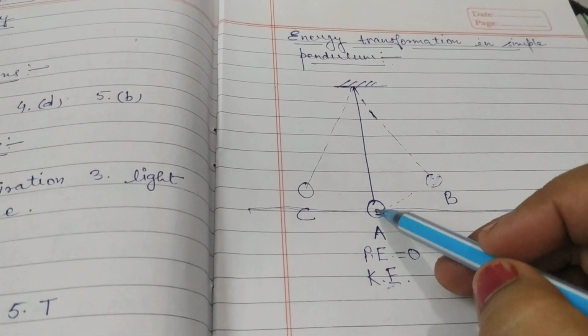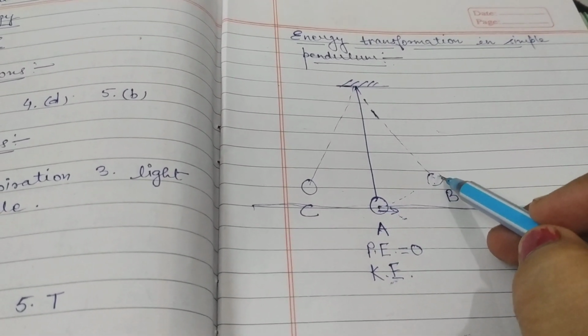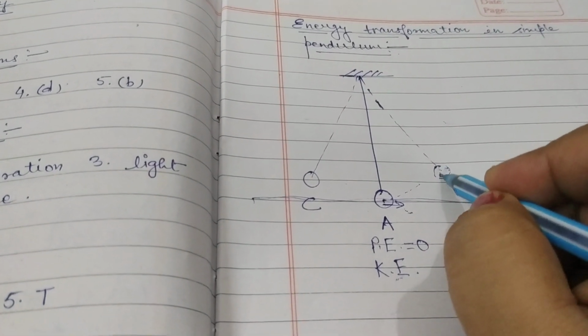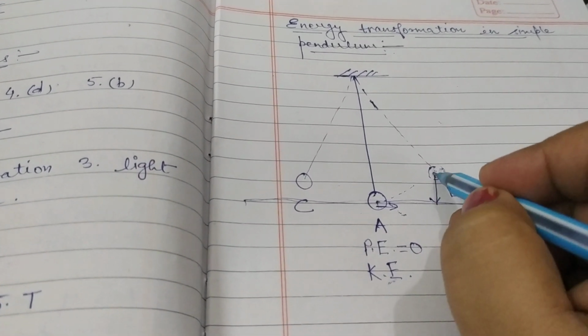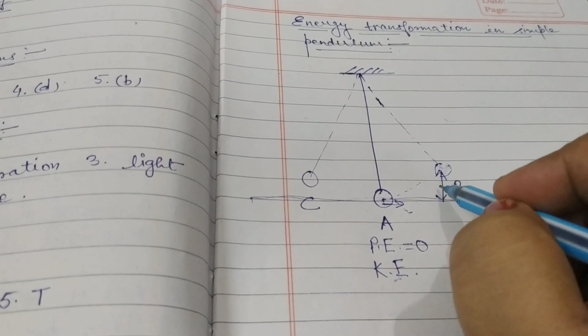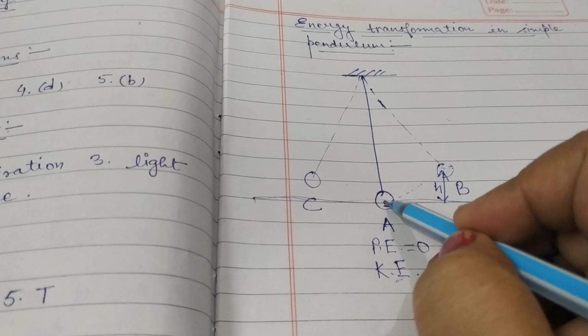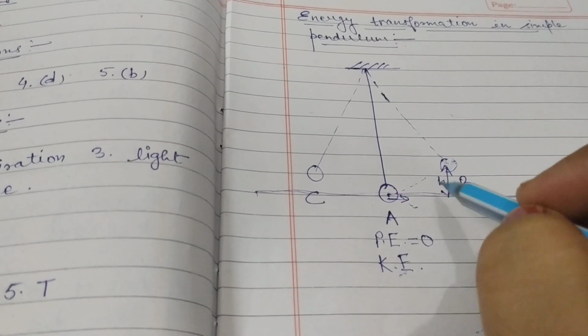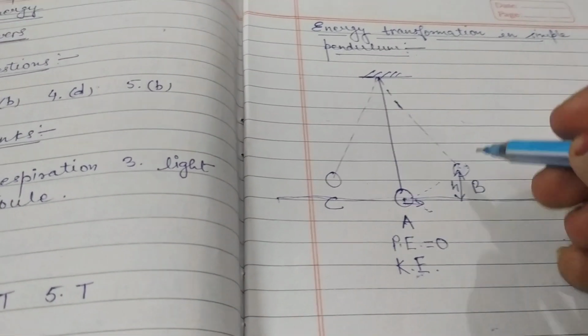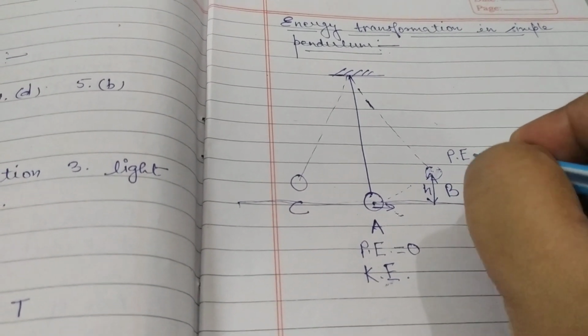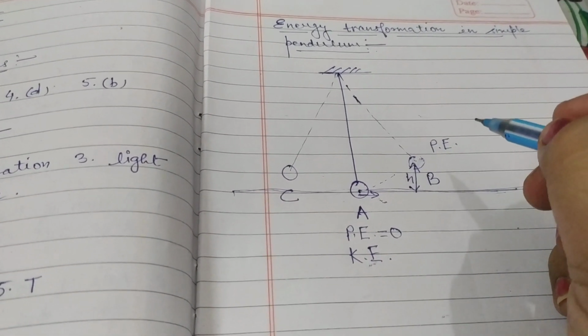So when it is rising from here to here, what is happening? The height is increasing. Can you see the height? H, I am writing it. So from here H was 0 and here H is maximum. So height is increasing. That means potential energy is increasing. So here it will have some potential energy.